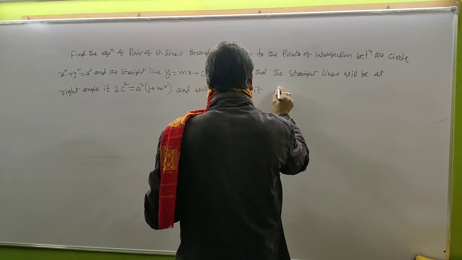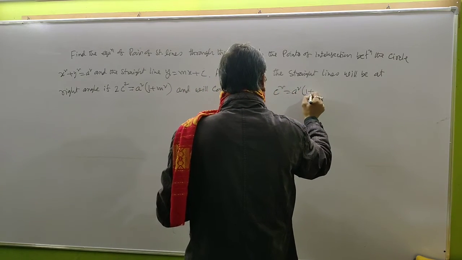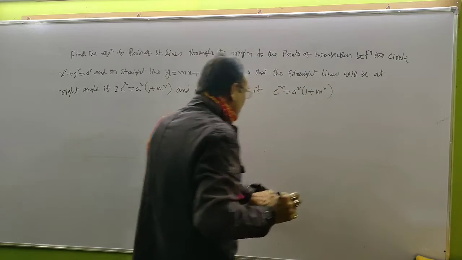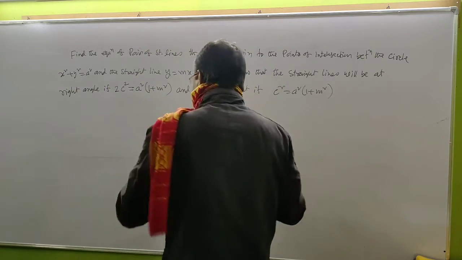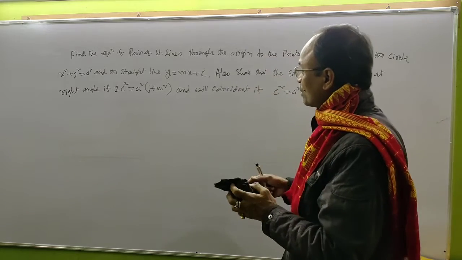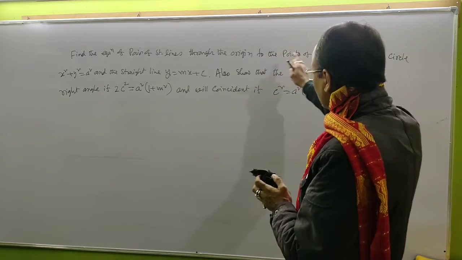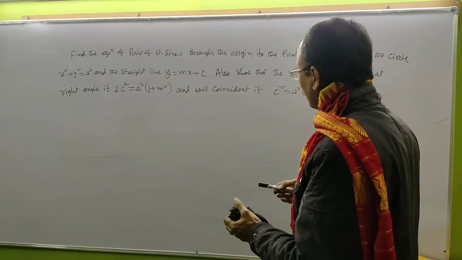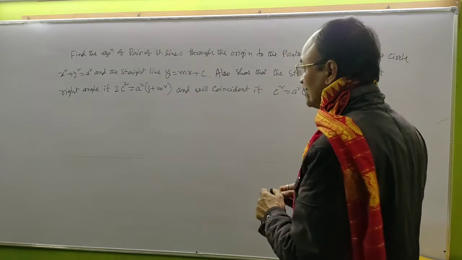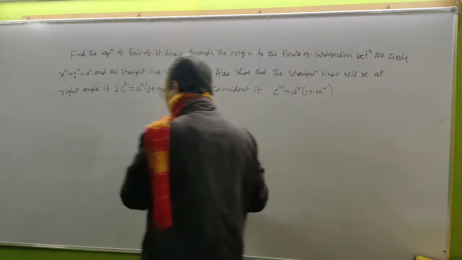If c square equals a square into 1 plus m square. Let us try to solve this problem. Find the equation of the pair of straight lines through the origin to the points of intersection between the circle and the straight line. Also show that the straight lines will be at right angles if c square equals a square into 1 plus m square.